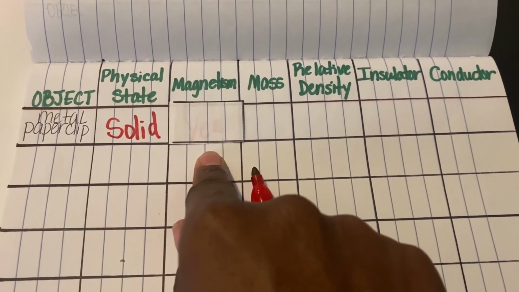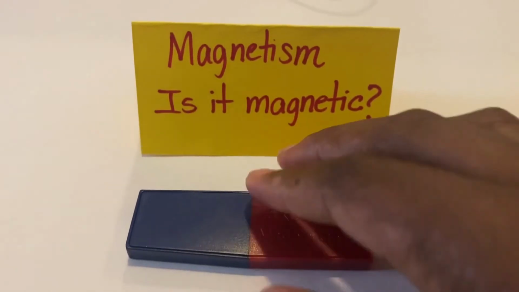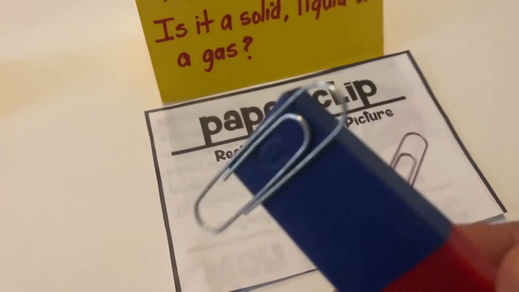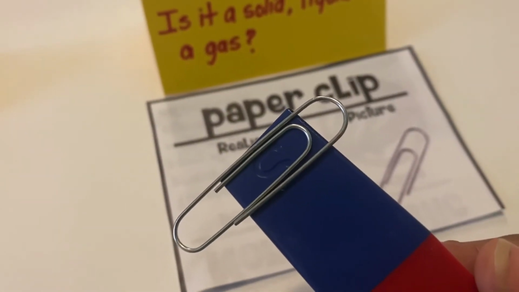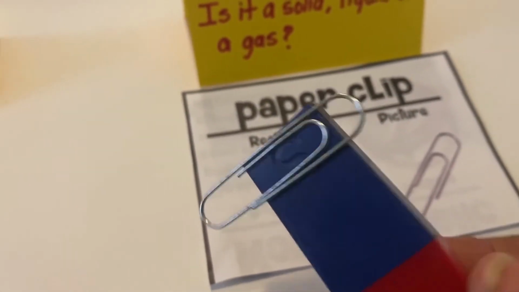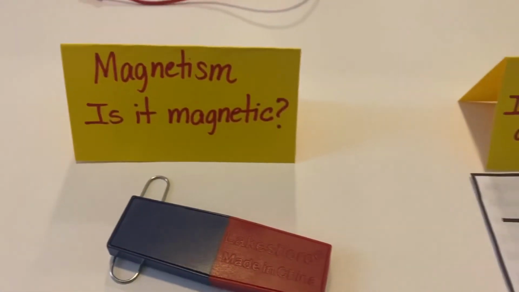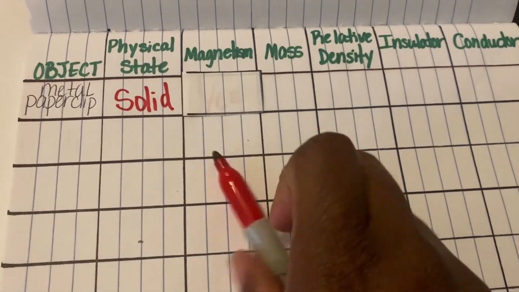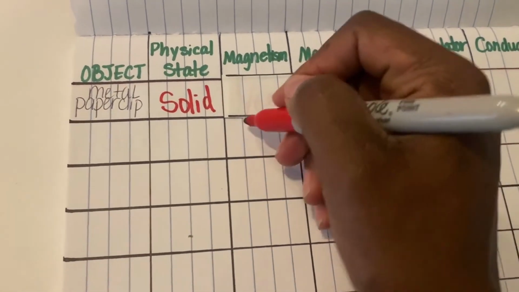The next physical property that we're going to test for is going to be magnetism. Is this paperclip magnetic? I'm going to use this magnet to see if the paperclip will attract to this magnet. As you can see, it is attracted to the magnet, so we know that this paperclip is magnetic. Now, I'm gonna go back to my student notebook, and under the word magnetism, I'm gonna write in the word yes.